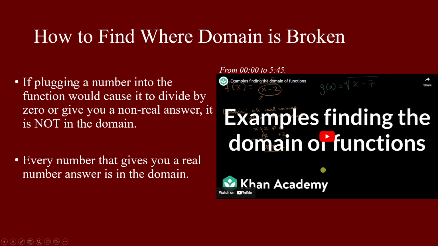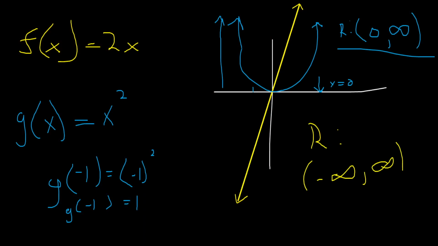So now let's talk about the places where you can break domain. We've talked about this a little bit, but we're going to go over the 3 main places where there are just certain things you're not able to plug in. The main rule to stick by is that if plugging in that number would give you divide by 0 or an answer that is not a real number, it's not going to be in your domain. So let's go to the board and we will do a couple of examples going over exactly that. So clean that up.